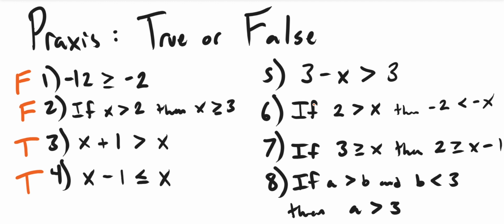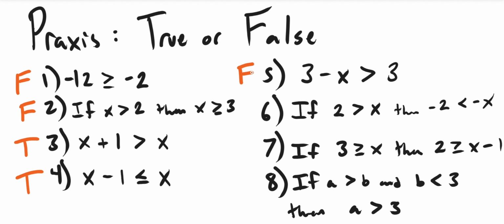Number 5. So we have 3 minus x is greater than 3. Is that true or false? Well, it would be true if x was a positive number, but what if x was negative 1? Then 3 minus 1 is 4, which is not greater than 3. So this is false when we consider all numbers, including the negatives.